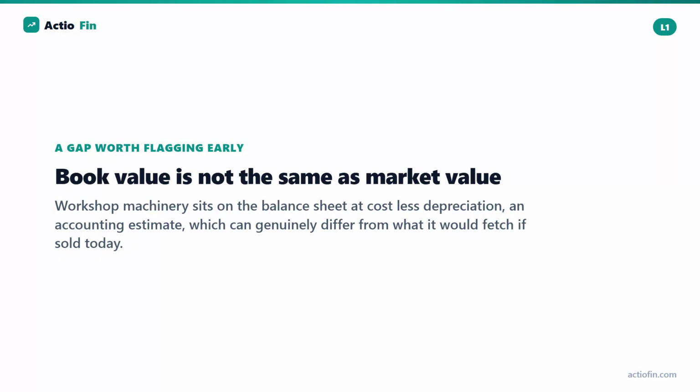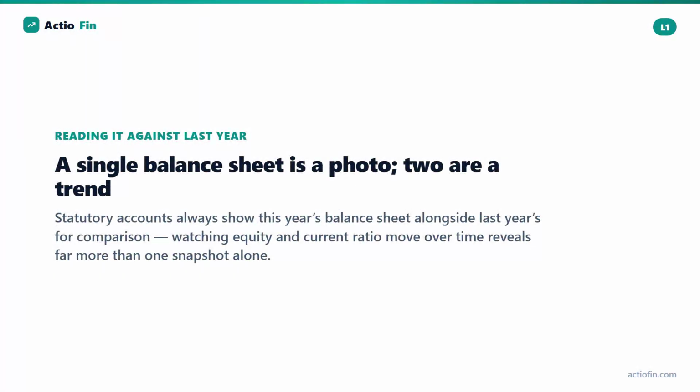One balance sheet on its own tells you where you stand, but two balance sheets, this year's and last year's side by side, tell you where you are heading. This is exactly why UK statutory accounts always present a comparative column alongside the current year. If Brindley's equity has climbed from £60,000 a year ago to £79,000 now, that trajectory says something a single snapshot cannot. The business is genuinely building value, not just holding steady.